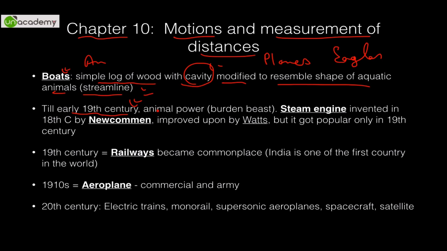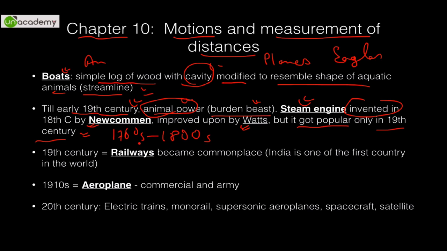Till the early 19th century, animal power was very commonly used as a mode of transport. They were called beasts of burden, for example horses, bulls, etc. Then the steam engine was invented in the 1730s by Newcomen, and it was improved in the 1750s and 60s by Watt. But it got popular only in the 19th century, and it led to a huge revolution. From the 1760s until 1800 it was not that popular as a mode of transport, but after that it just got booming like anything, and it created the industrial revolution. One of the biggest contributors to the industrial revolution was the steam engine.